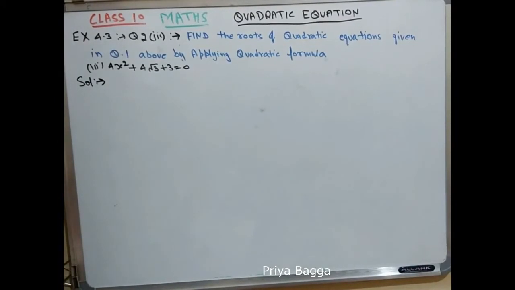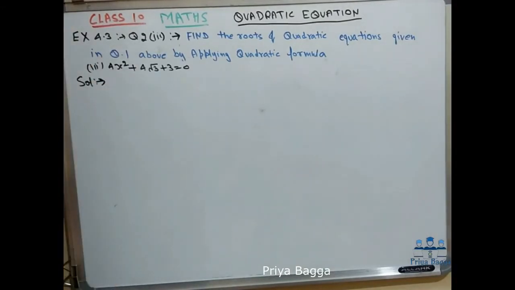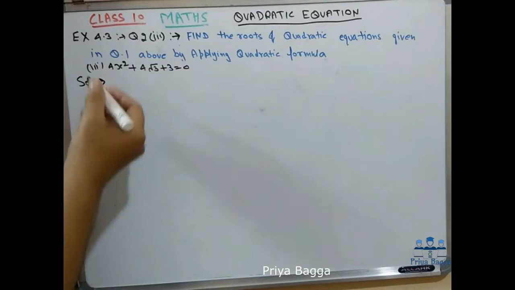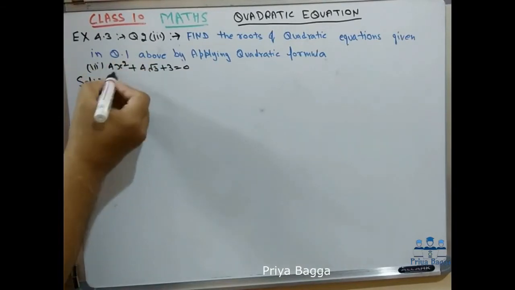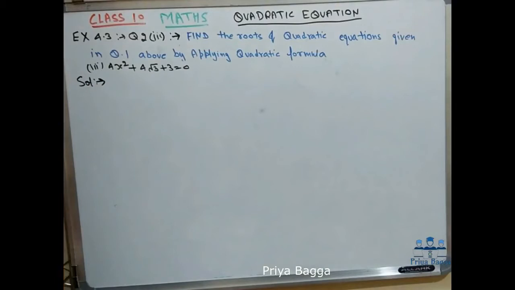Now we will solve question number 3 of exercise 4.3. It is actually question 2 and its part 3. It is given: find the roots of the quadratic equation given in question number 1 above by applying the quadratic formula. So you have to solve a quadratic equation by using the quadratic formula, and the equation given in question number 1 is 4x square plus 4 square root of 3 x plus 3 is equal to 0.